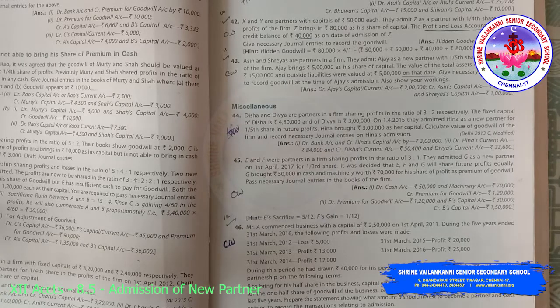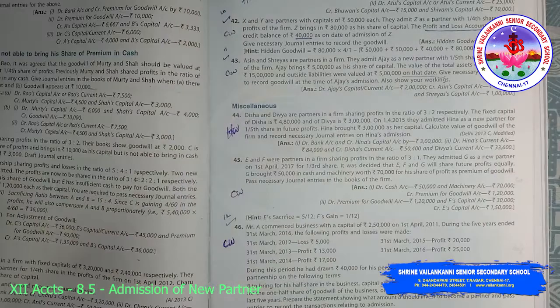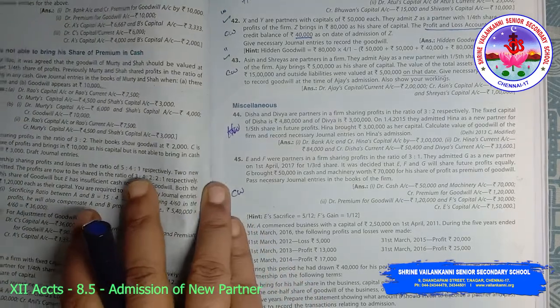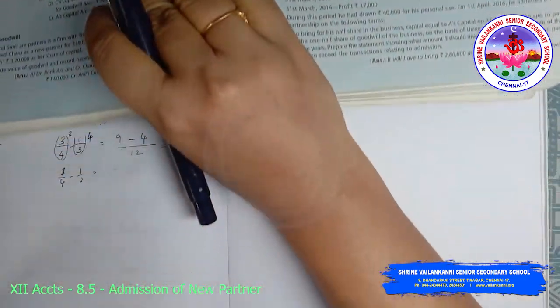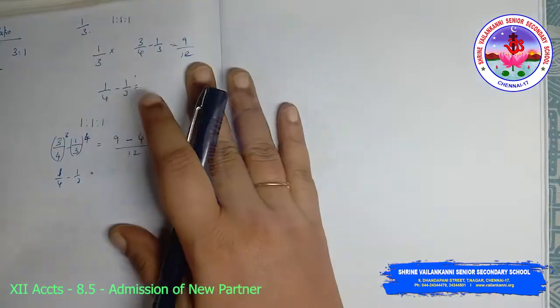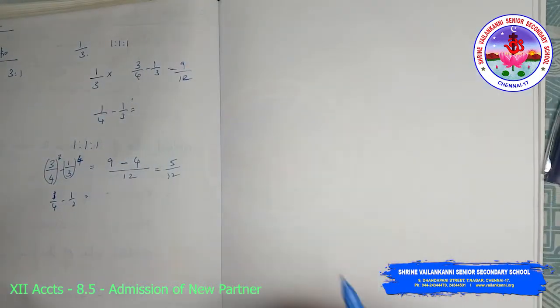Now, in this question, we have to first calculate the sacrificing ratio. Then, what is the share of goodwill of G, and we have to journalize. So this is how this problem needs to be done. So I'm just going to start workings. Problem number 45.